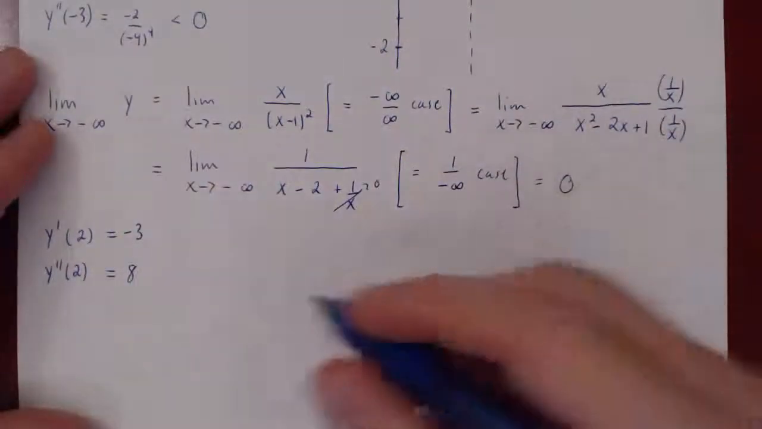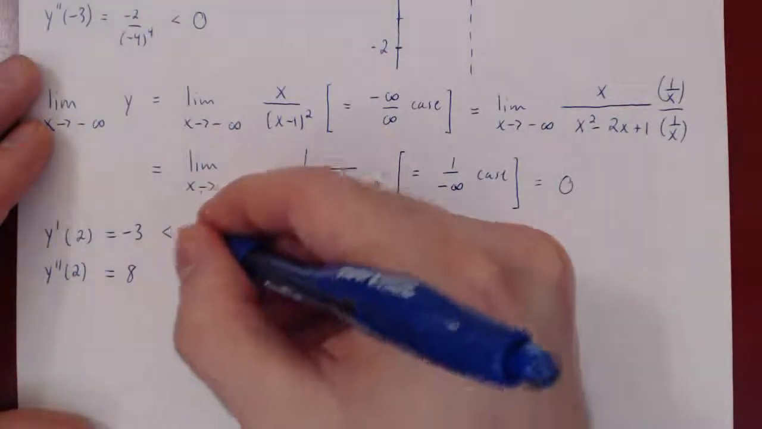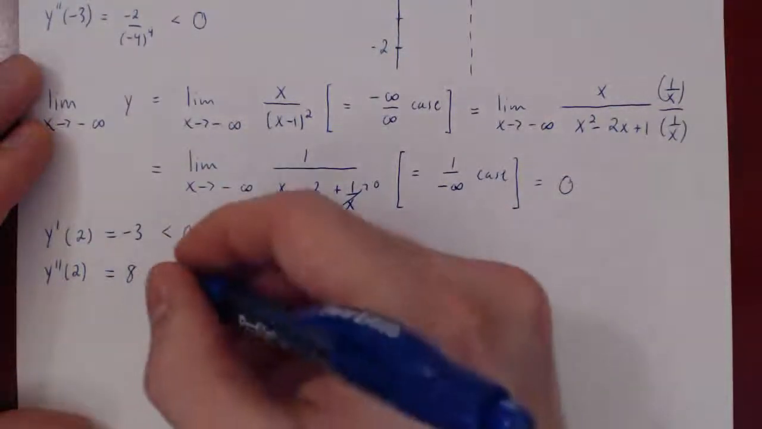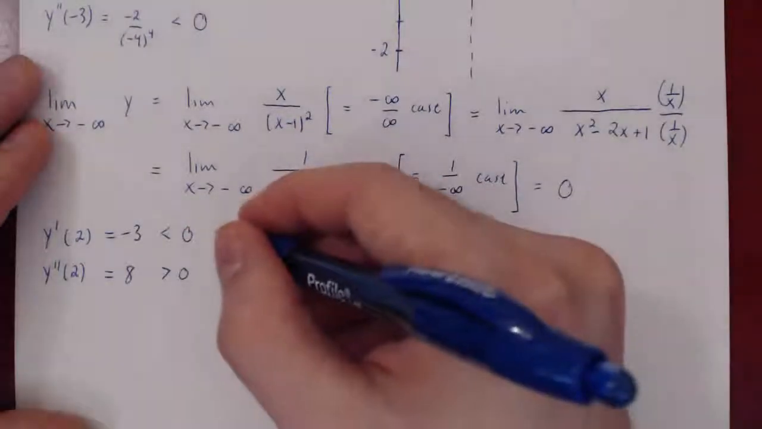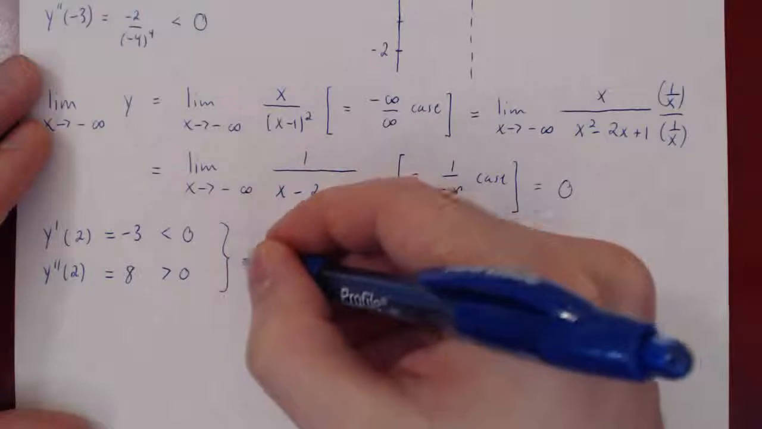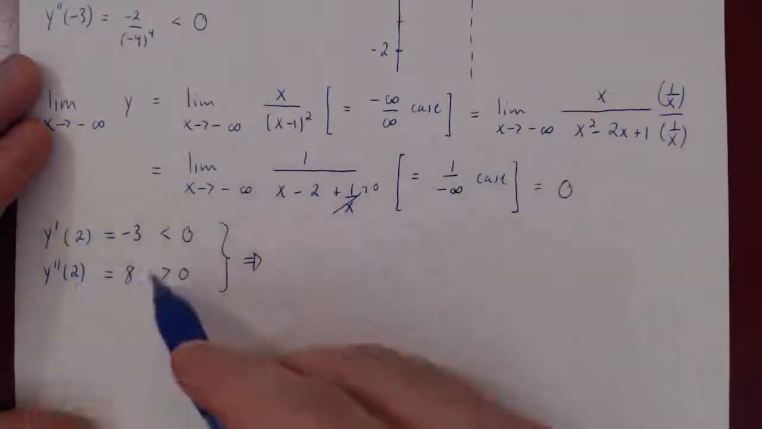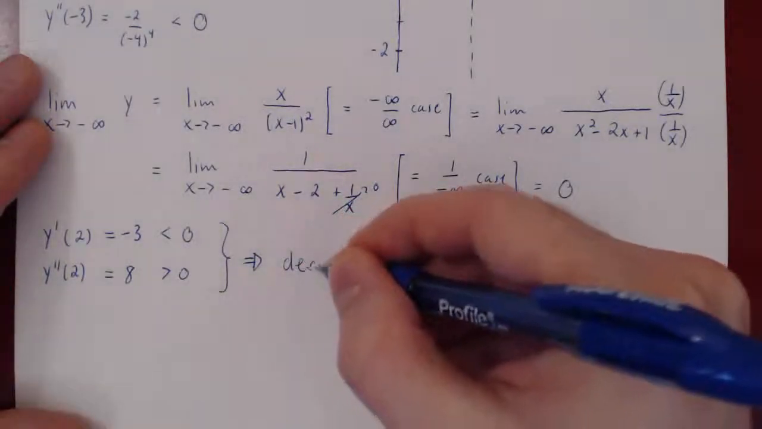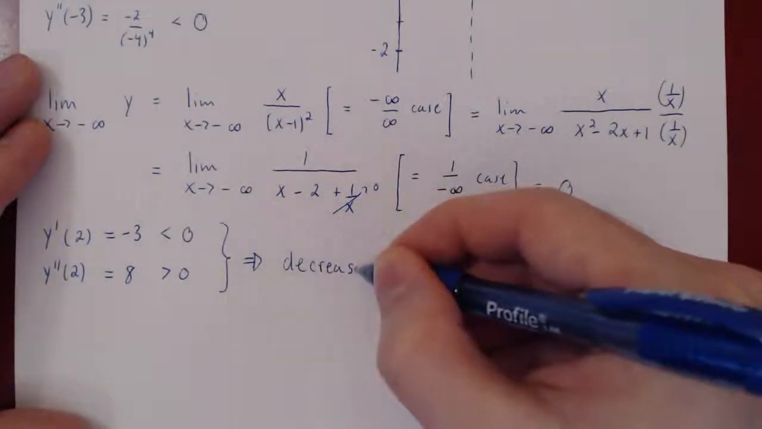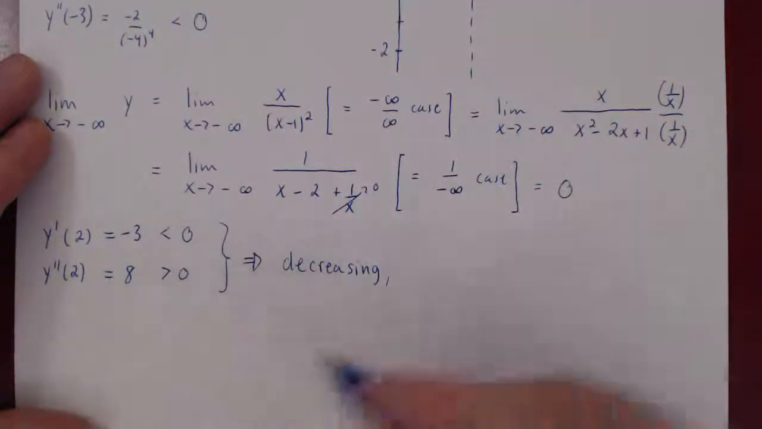And again, we don't care about the values themselves, but just their sign. So the first derivative at 2 is negative. The second derivative at 2 is positive. So both imply that at x equals 2, the curve will be decreasing and concave up.